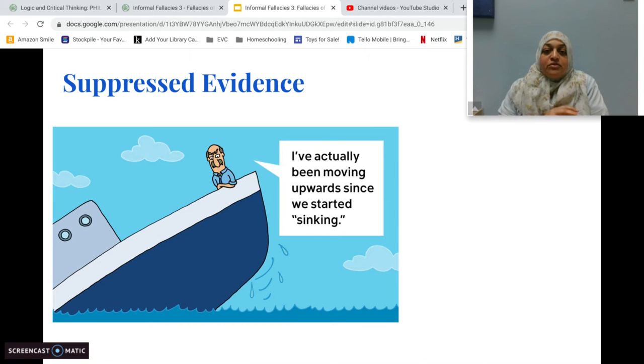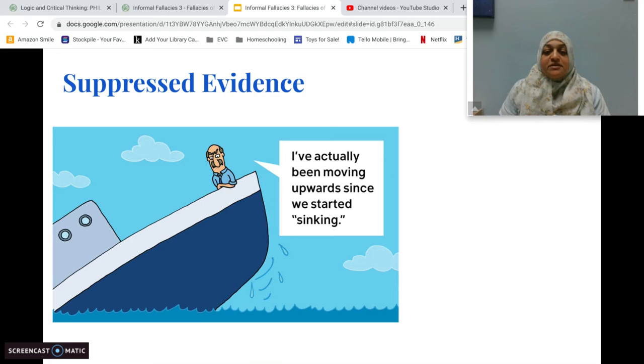So when you use evidence to support an argument, that's called inductive reasoning, right? We already talked about that, where you're looking at evidence, you're using it to support an argument. But when you do that, you have to really look at all the evidence in front of you. If you ignore some of it and only focus on a little bit of it, that's called suppressed evidence.